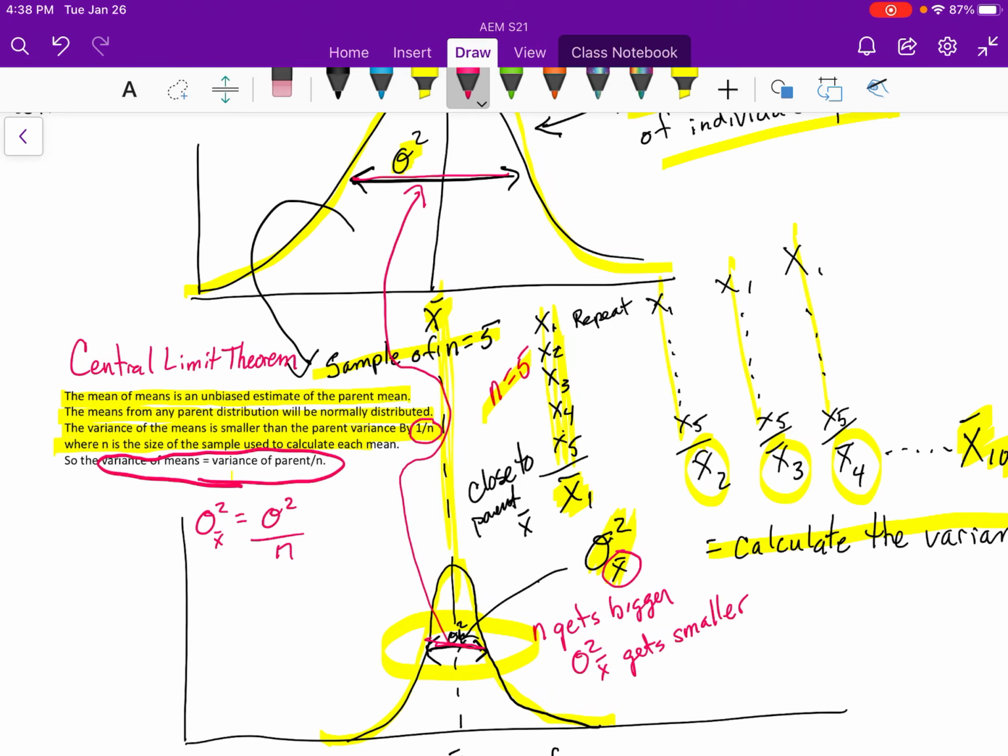Now we can also reverse those numbers, and using your algebra, you could rearrange this equation to say that the variance of the parent distribution is equal to n times the variance of the means. So if you knew the variance of the means, you could calculate the variance of the parent distribution. So that's pretty nice. This is a powerful thing. That's as much as I'm going to say about it right now. Let's go and use it for something.